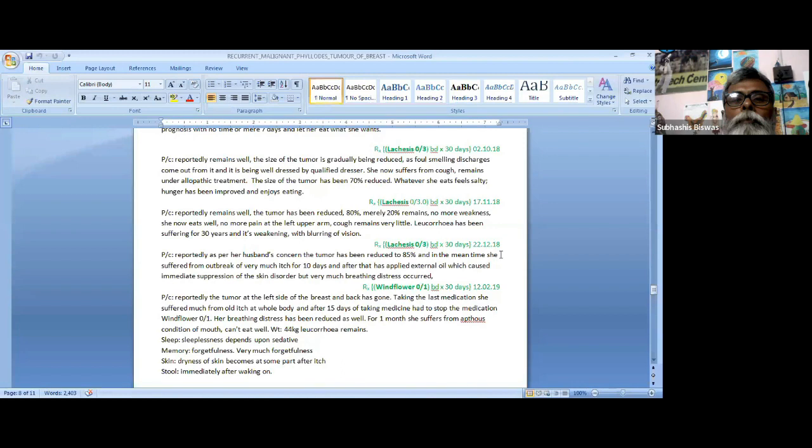As per the husband, the tumor reduced to 85% in 2019. In that visit, she didn't come to me because at that time she had suffered an outbreak of very much itch for 10 days. Over phone, she told me, doctor, I don't have any problem other than itch. My other problems are now manageable, and she was speaking a lot with me over phone, which was very much absent at the first visit. After that, a blunder was done by them: they applied some external oil, which caused immediate suppression of the skin disorder, but tremendous bleeding distress started.